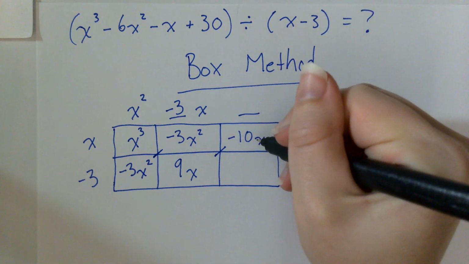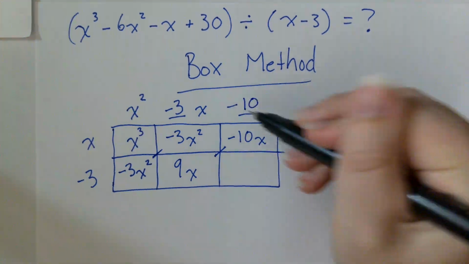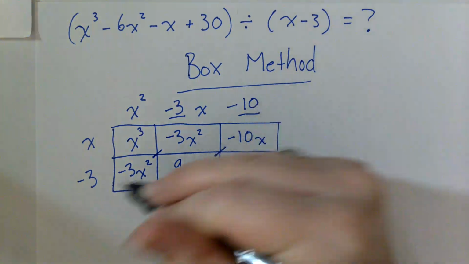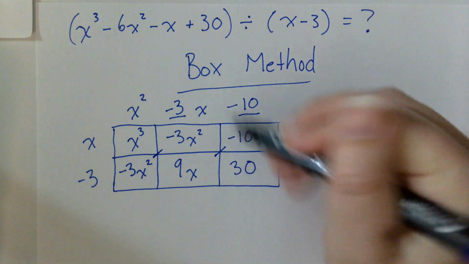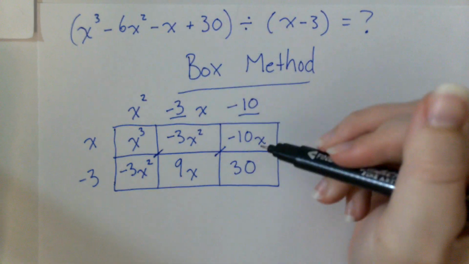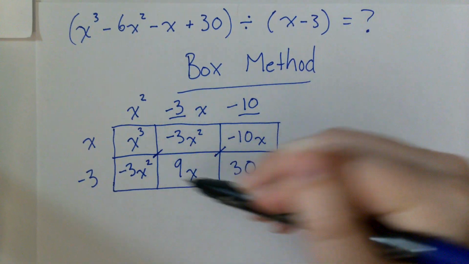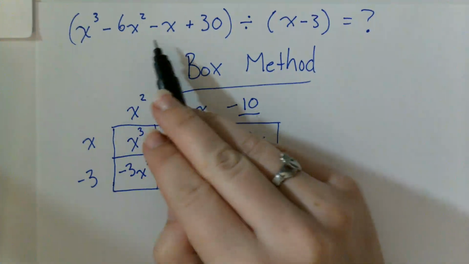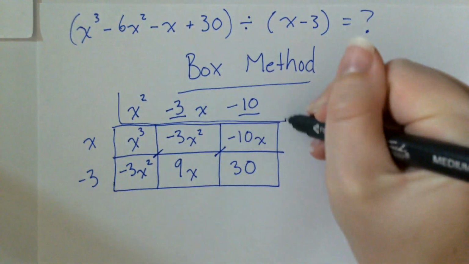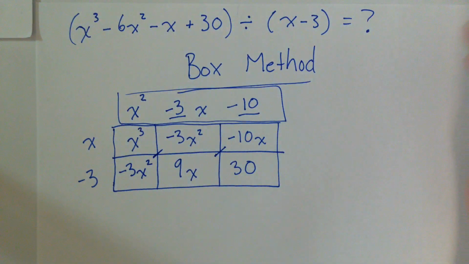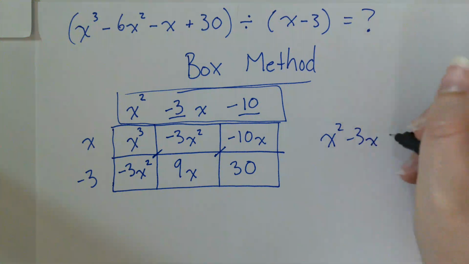So if this is negative 10x, then I know that this has to be negative 10 up here. If that's negative 10, then negative 10 times 3 gives me 30 for this box. And that's good because I wanted 30 at the end for my constant, and that's what I got. So now, if you look, all of these boxes should add up to x cubed minus 6x squared minus x plus 30. And this here is my answer. So my answer is x squared minus 3x minus 10.